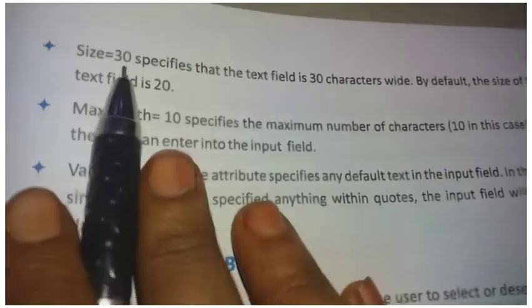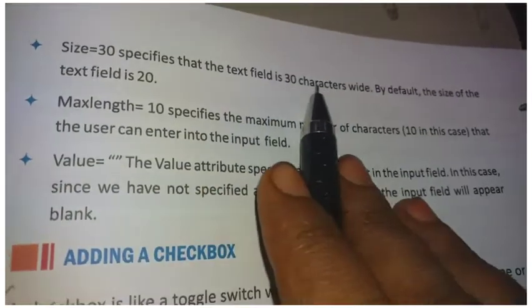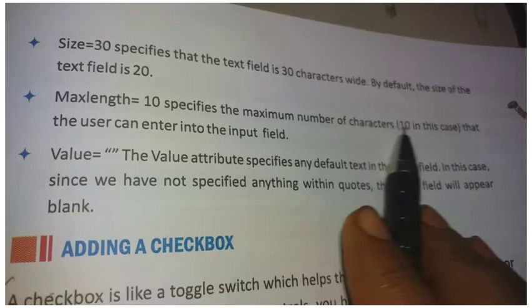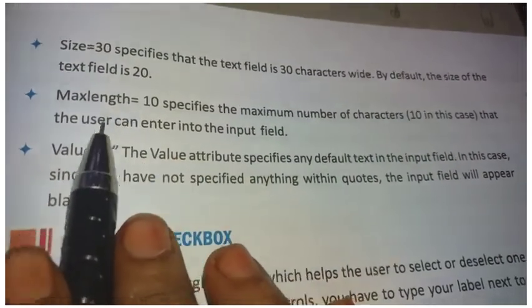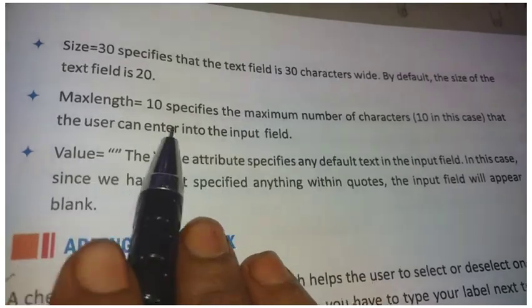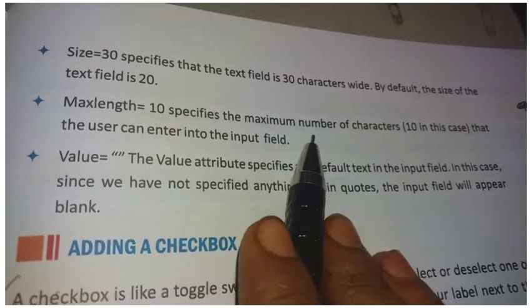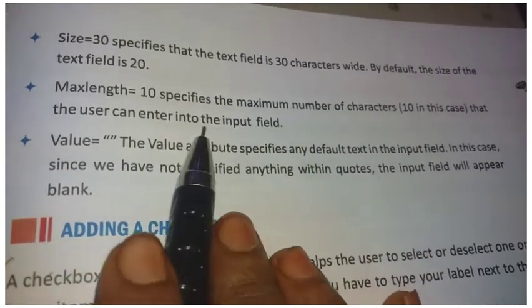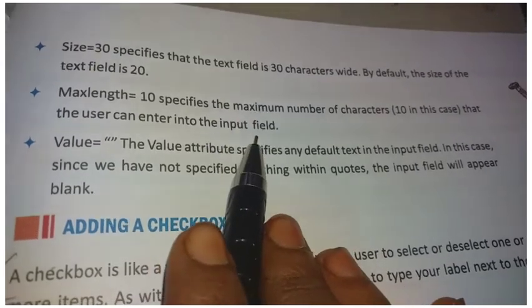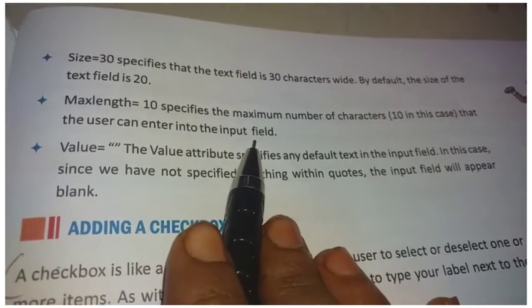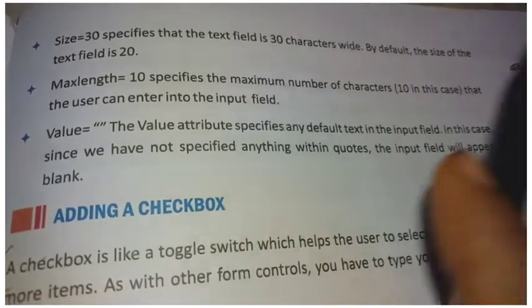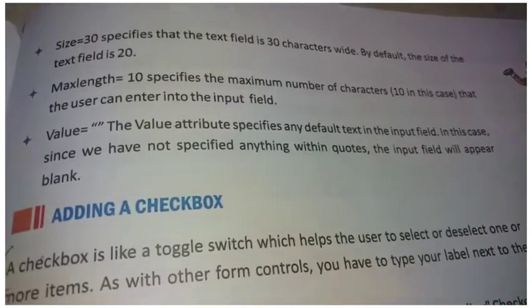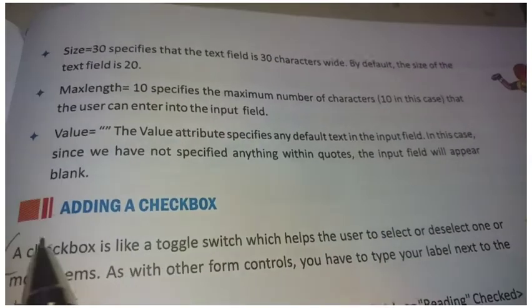Size is used to specify, for example, 30 characters wide. By default, the size of the text field is 20. Maximum length specifies the maximum number of characters that the user can enter into the input field, which means you can enter a maximum of 30 characters. So for your name, it will take just 6 or 7 characters, like that.